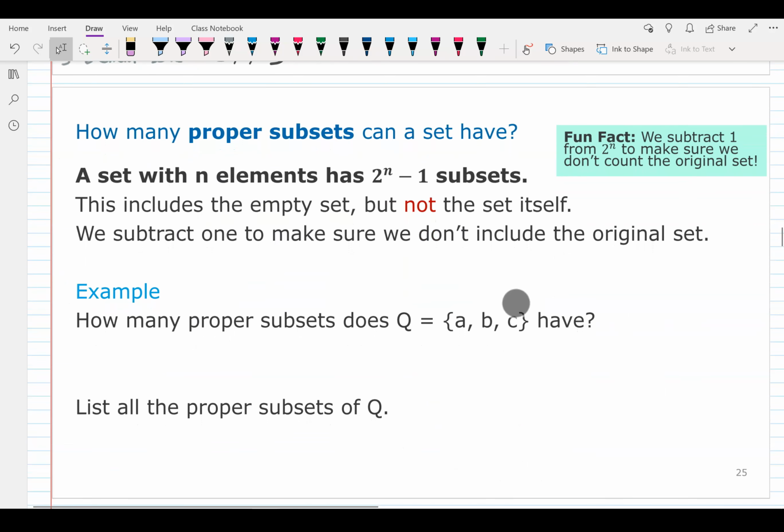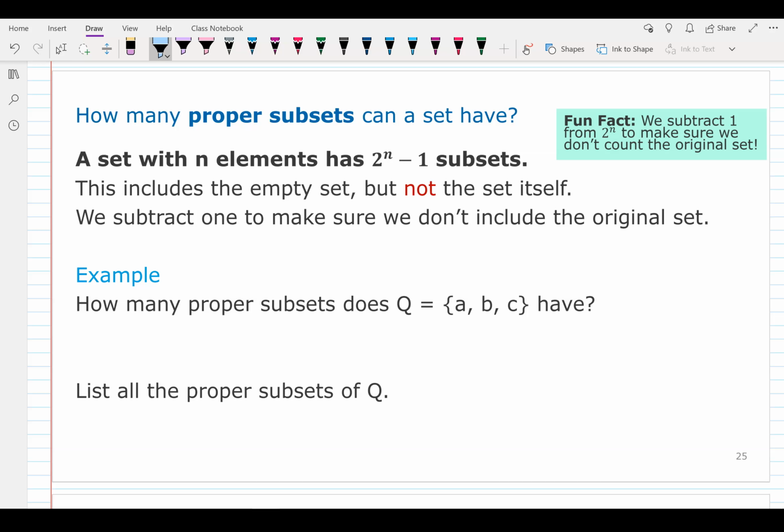Let us continue. How many proper subsets can a set have? Well, this one's easy. If we know how many subsets a set can have, we just need to subtract 1, because it just can't be the set itself. All right, so a set with n elements has 2 to the power of n, minus 1 proper subsets. The minus 1 says we subtract 1 from 2 to the n to make sure we don't count the original set. That's all we need to worry about, okay?